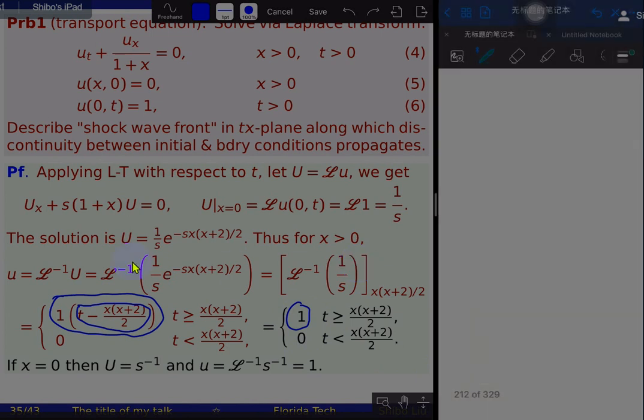We already find that our u when x is positive. But we still need to solve the case that x is 0. Now when x is 0, from the expression of u here, we see that capital U is simply 1 over s. So x is 0, then capital U is 1 over s, and the small u is the inverse transform of 1 over s, which is the constant function 1.